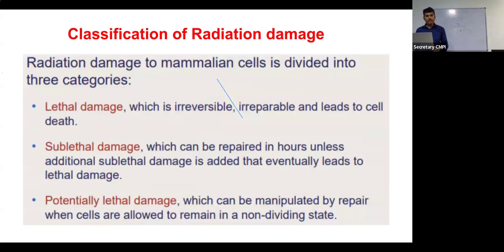Now, classification of radiation damage. How do you classify the radiation damage? Lethal damage. You know what lethal damage is now. These are irreversible, irreparable, and lead to cell death. That is called lethal damage.